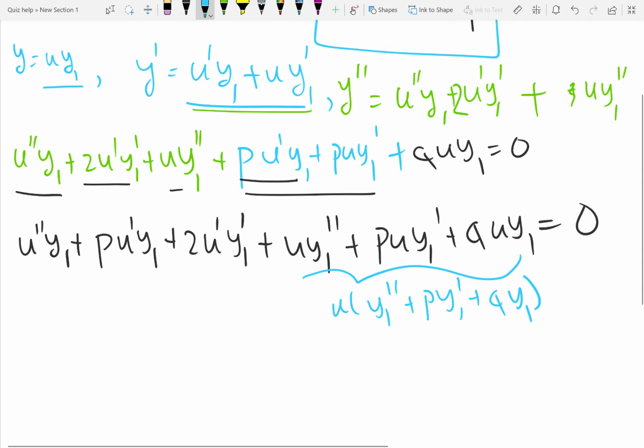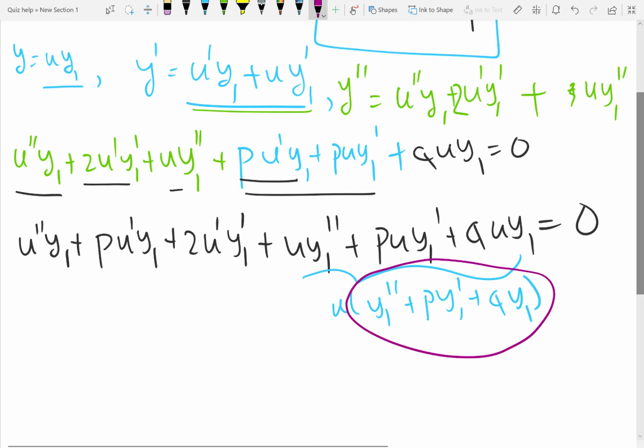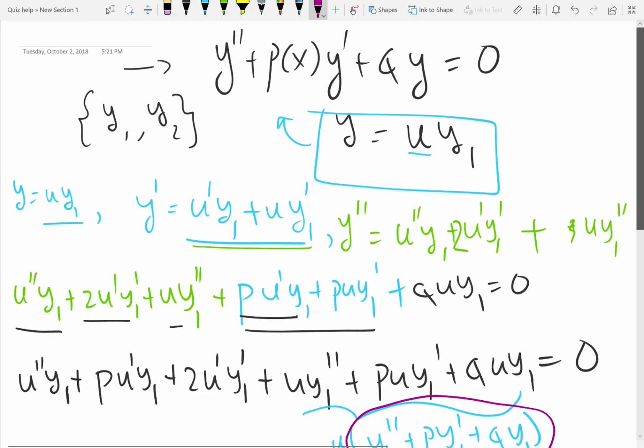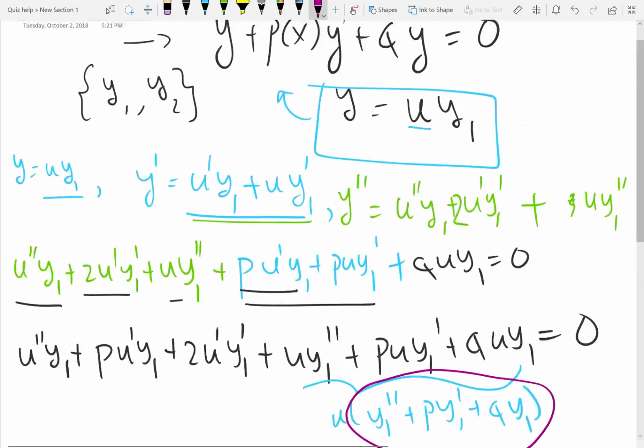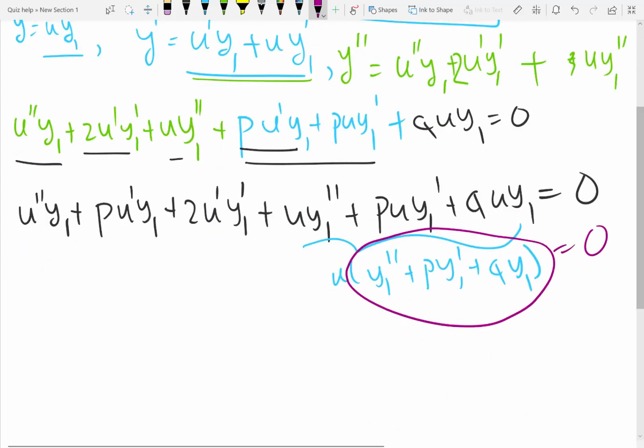All right, so what is this term inside the bracket? This is almost the differential equation, right? y double prime plus p y prime plus q y. Isn't that the differential equation? You substitute y1 into the differential equation, and this is what you should get. And y1 is a solution. So because of that, the left hand side should be equal to 0, right? Okay, so this term is supposedly 0. So all the u terms vanish out.